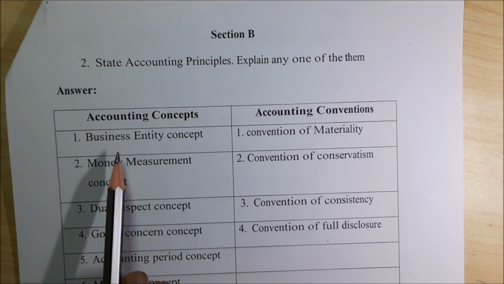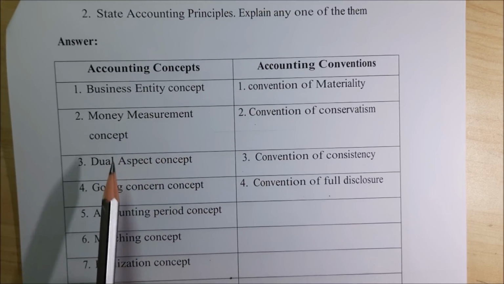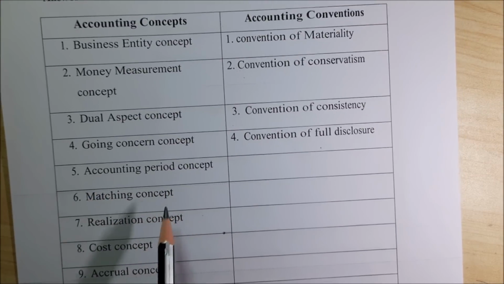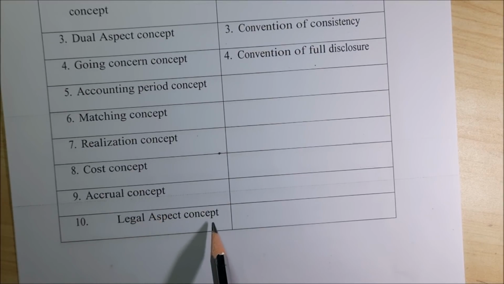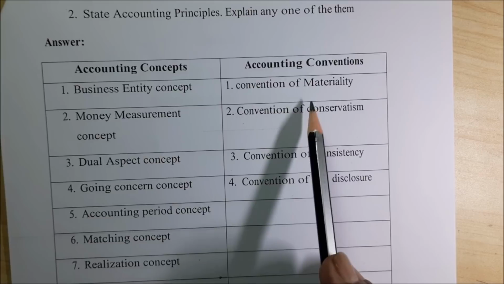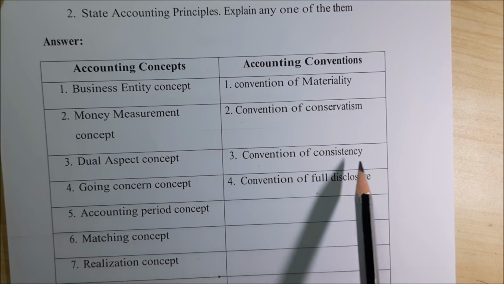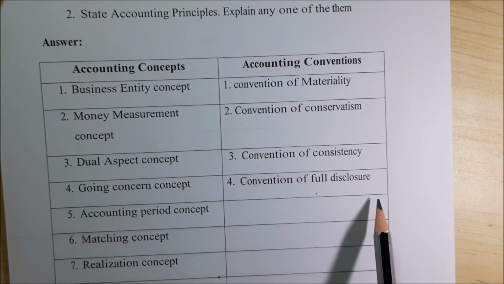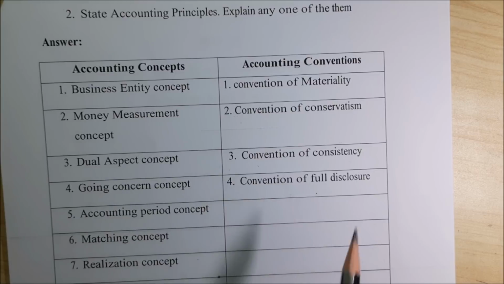So I have given you the different concepts: business entity concept, money measurement concept, dual aspect concept, going concern concept, accounting period concept, matching concept, realization concept, cost concept, accrual concept, legal aspect concept. These are the different concepts. Then accounting conventions: convention of materiality, convention of conservatism, convention of consistency, convention of full disclosure. You just mention whatever is possible. As a commerce student, you are supposed to remember all these things.